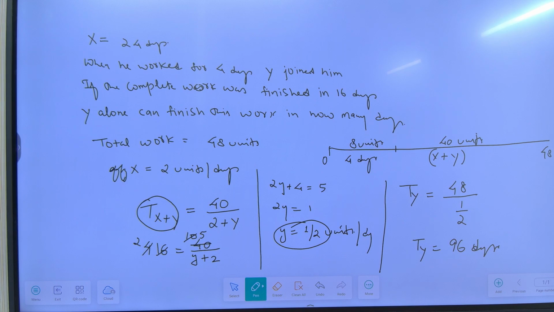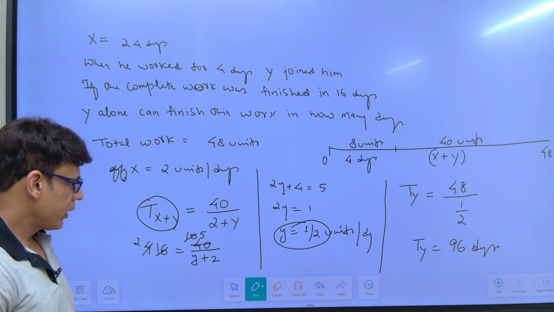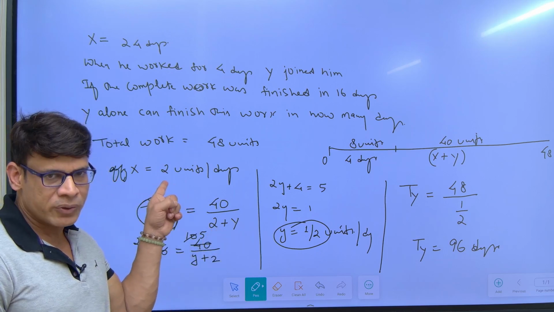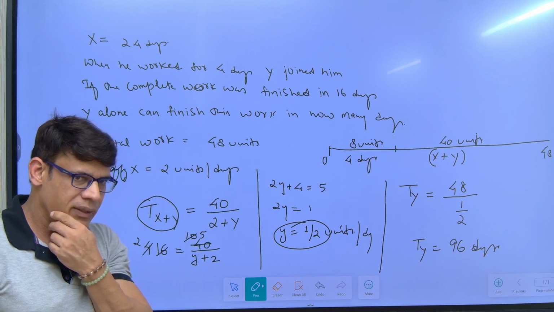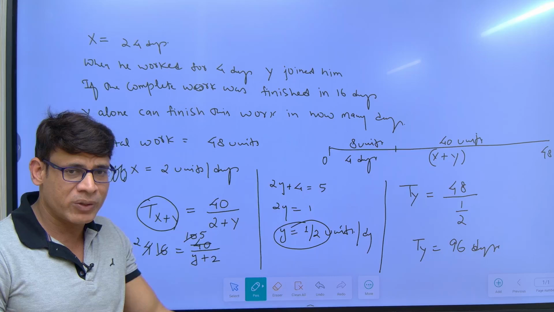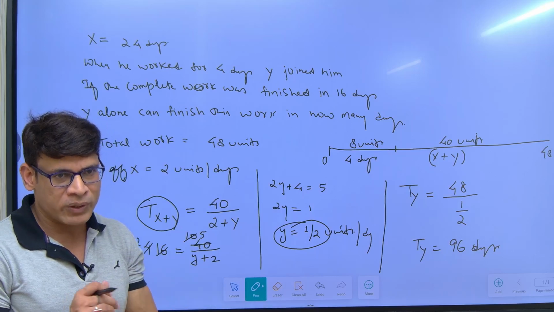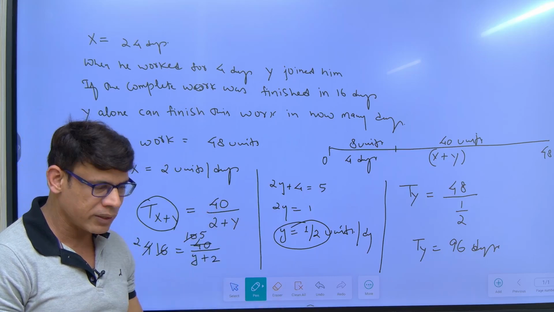Now, as I told you initially, efficiency of X is what? 2. And that is what? 1 by 2, Y, right? If I take this as 4, that will become what? 1. 4 is to 1. Why is this happening? First you note this down, then I'll tell you.